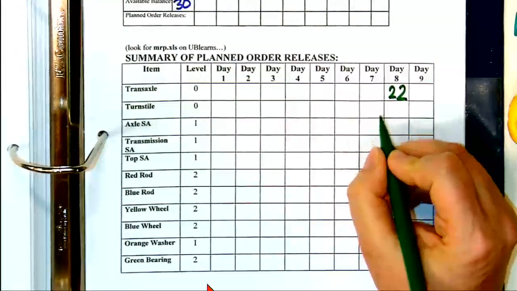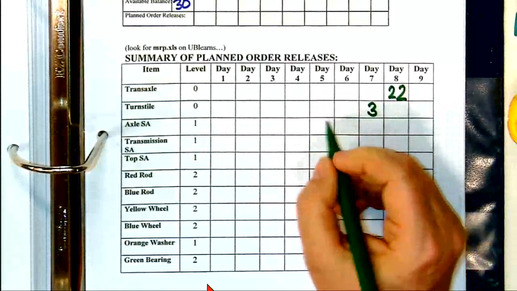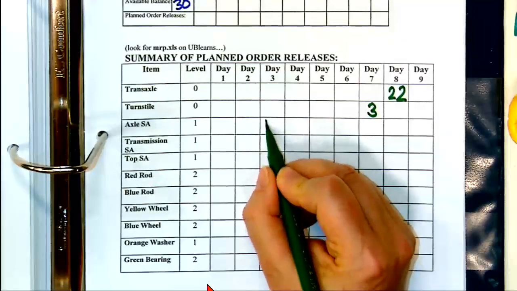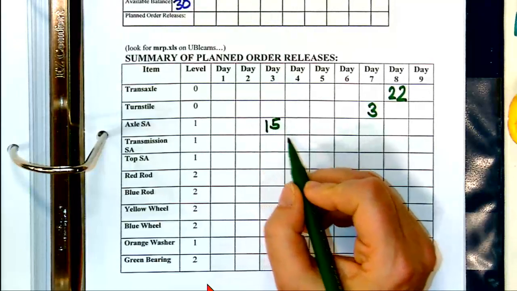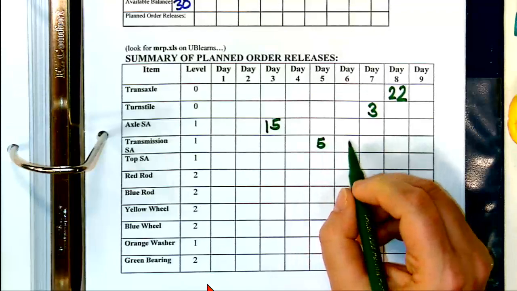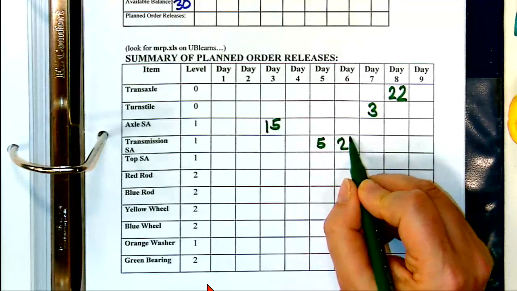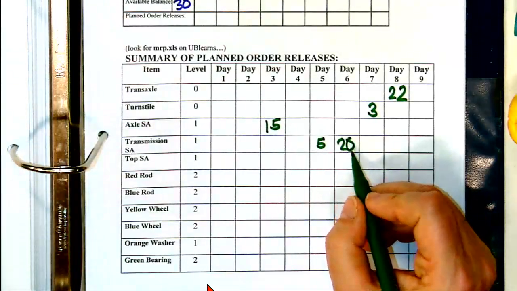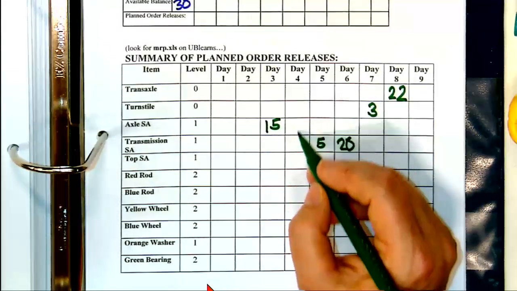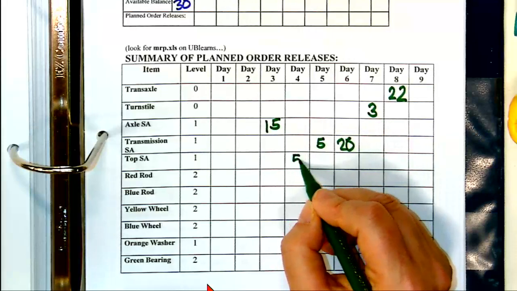22, we saw that. 3, we saw that. Axle subassembly, let me put it in the right column because it's a 15 on day 3. Transmission subassembly, we just saw that. It's a 5 on day 5 and a 20 on day 6. And top subassembly, that's just a 5 on day 4.